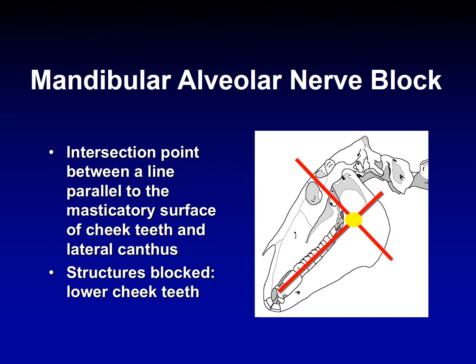And then you go from the medial side and you inject at that point that you measured on the lateral side. But you don't inject on the lateral side. You inject on the medial side because the foramen is on the medial side. But drawing the lines, you draw them on the lateral side, or the lateral surface of the face. Okay, so now this nerve block will desensitize the lower cheek teeth, and it's used for such purposes.